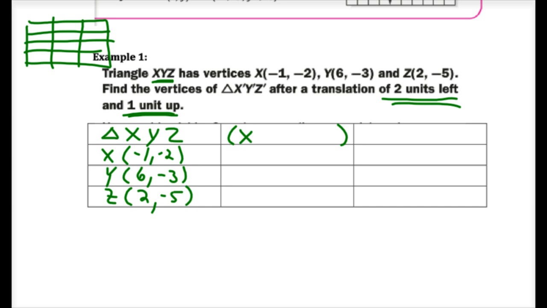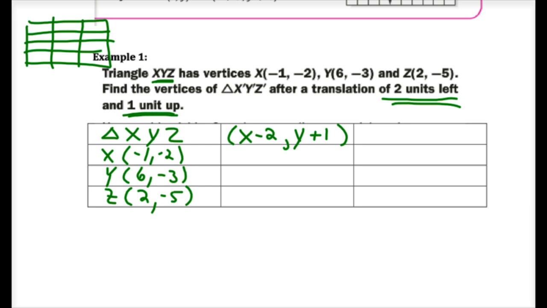You're going to take the x coordinate and subtract 2, comma. This is just the rule. What if it goes 1 unit up? What do you do to the y value? Add 1. It's going to be y plus 1. So this middle column is the rule for the translation for this specific problem.